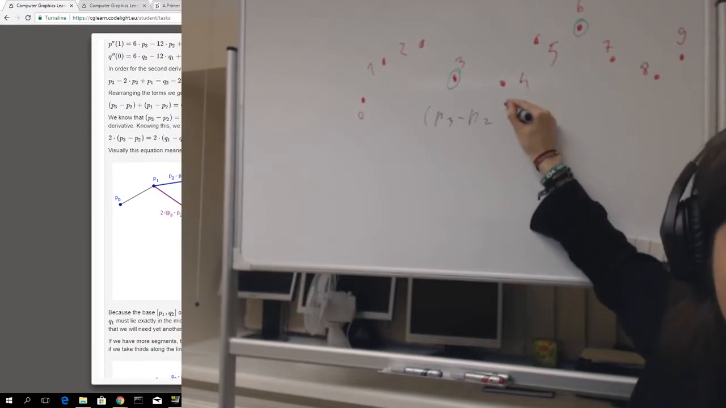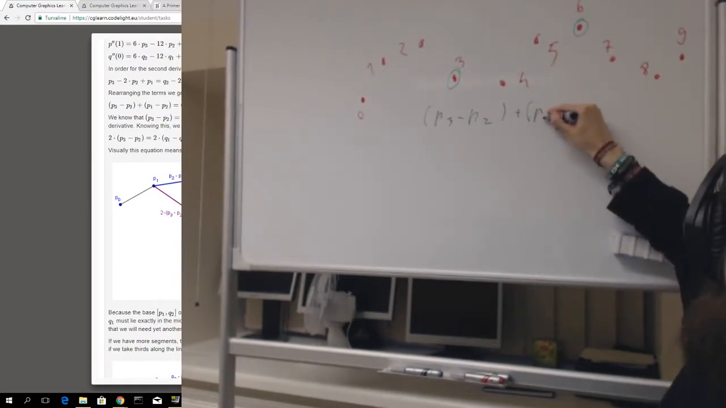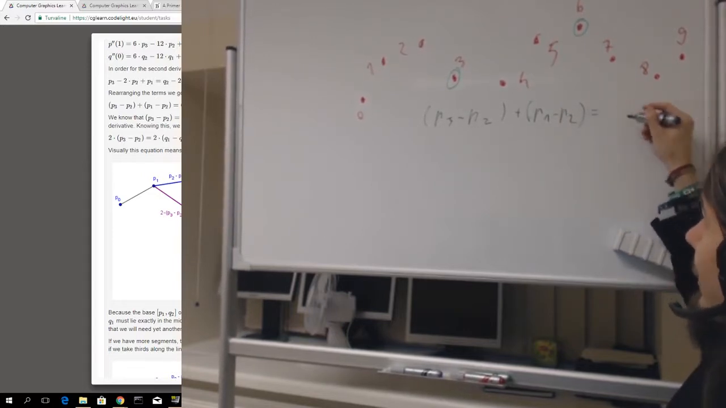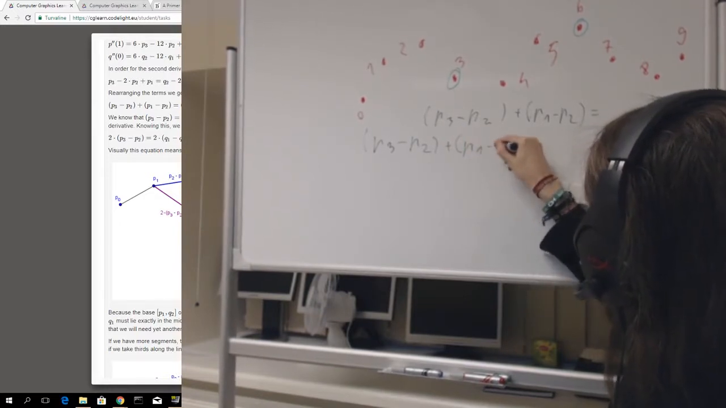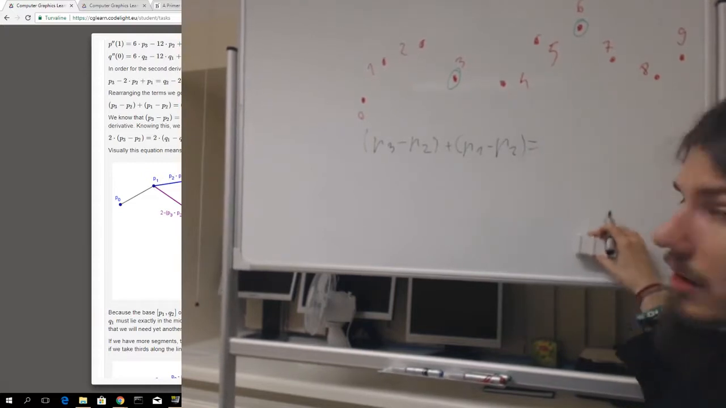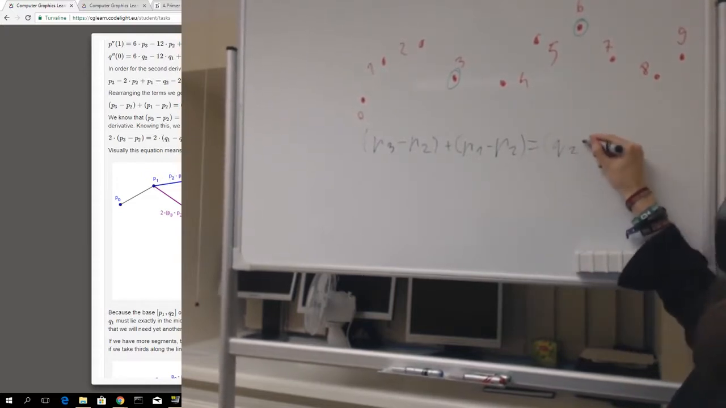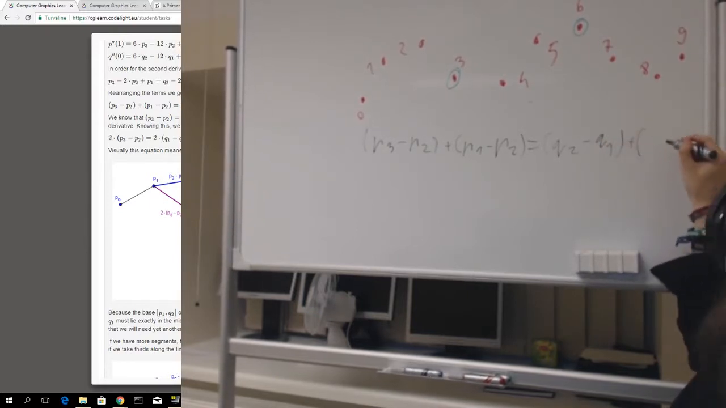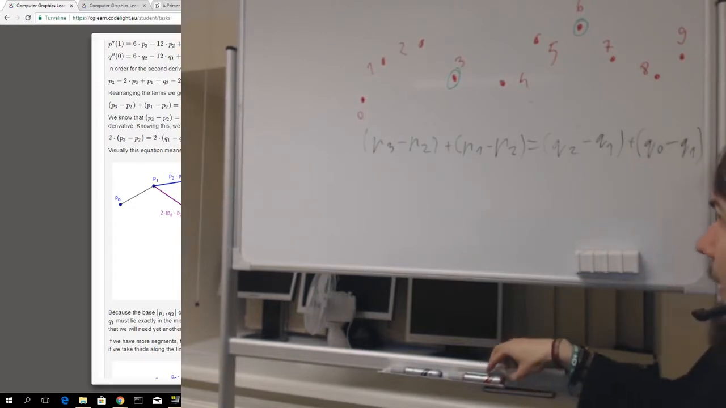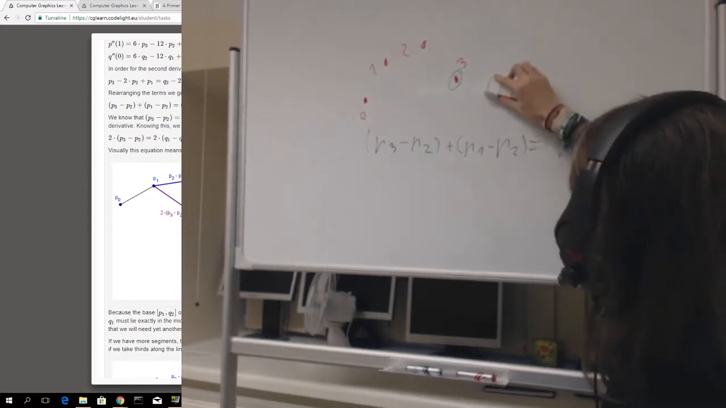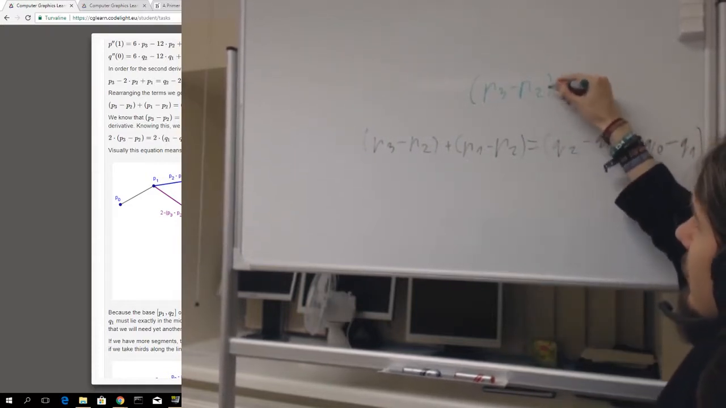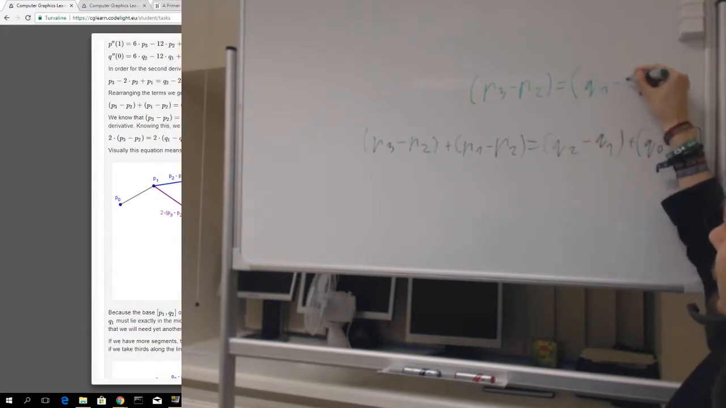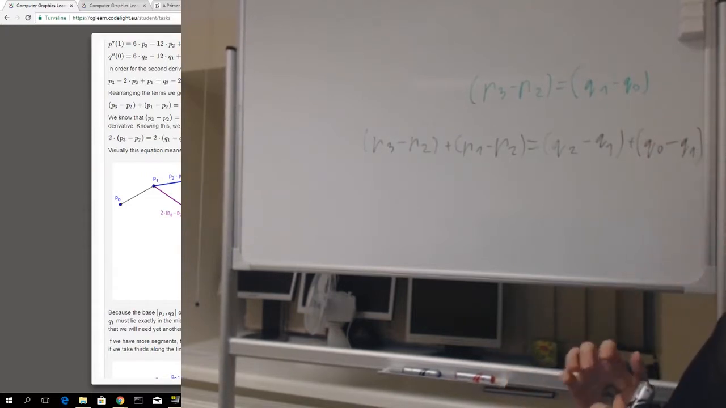We have P3 minus P2 plus P1 minus P2 is equal to Q2 minus Q1 plus Q0 minus Q1, right? So this is what we have, and we also have this condition that P3 minus P2 needs to be equal to Q1 minus Q0. So the C1 smoothness is already here.